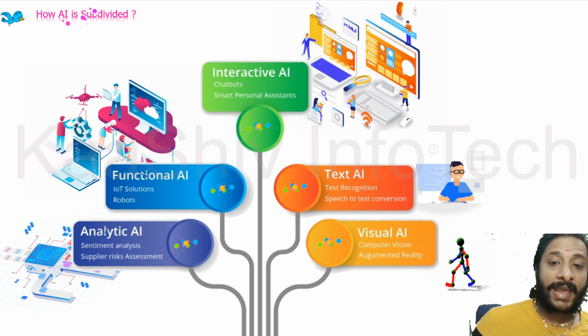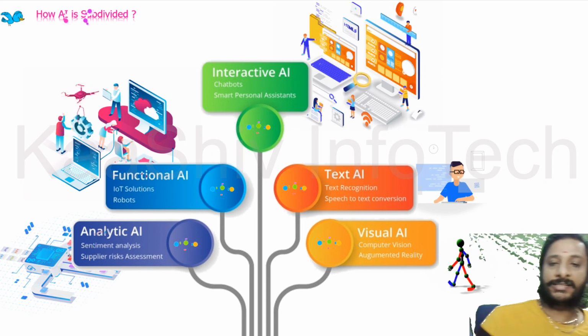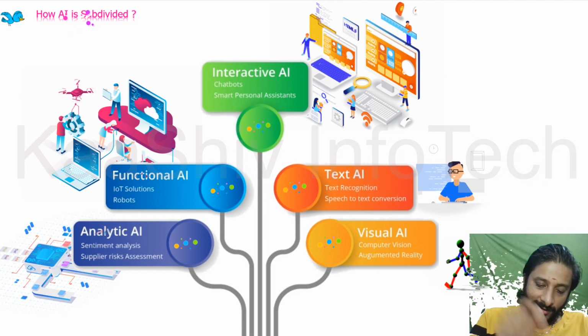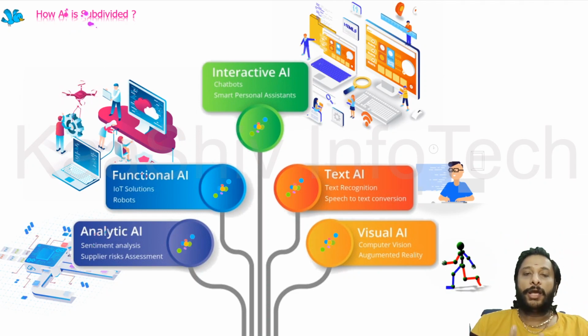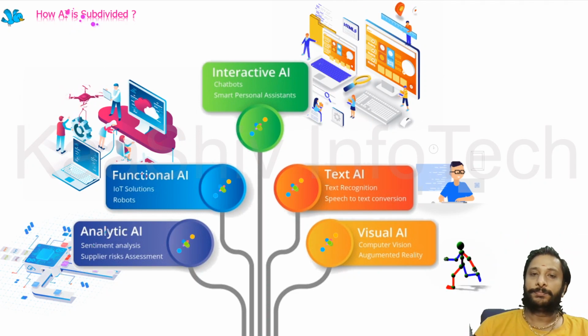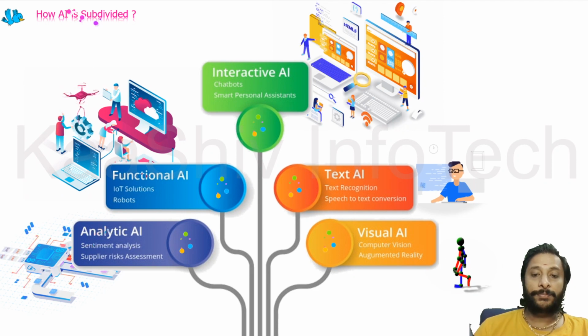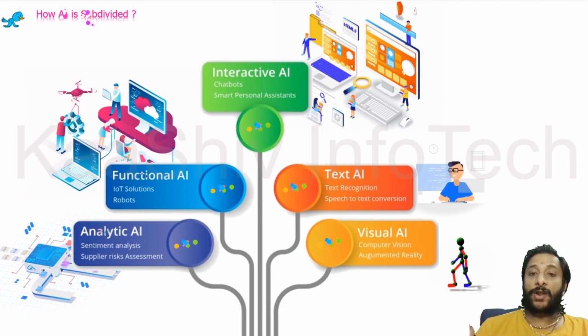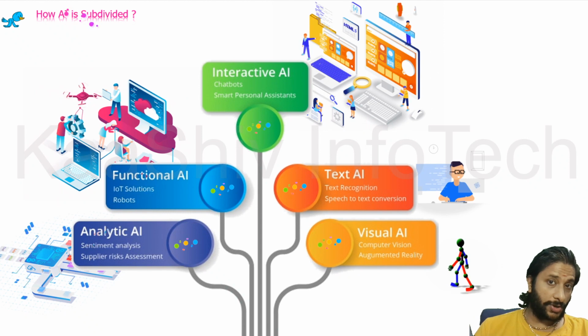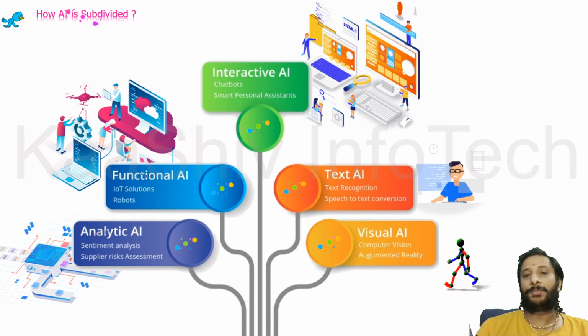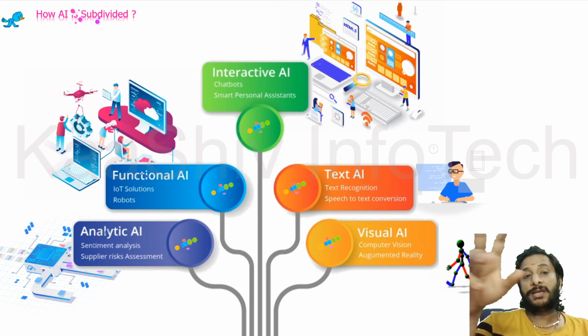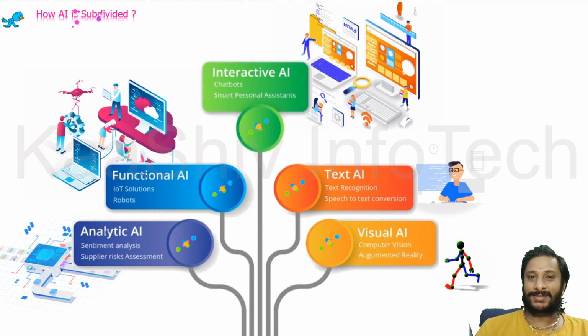You got text AI, understanding the text. So I've written something, and the written text can be converted into textual format. That is your text AI. You got visual AI, where augmented reality, face recognition, image processing come into the picture. That is how the major areas of AI are subdivided.